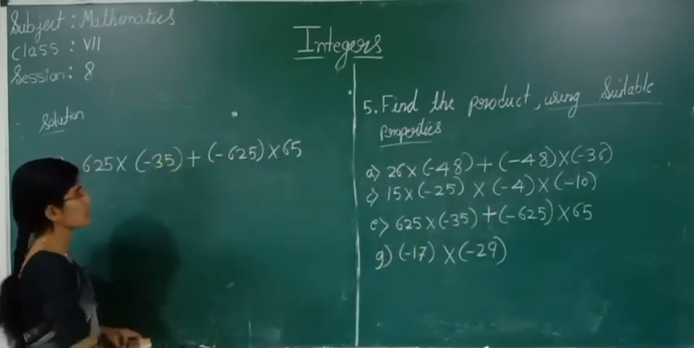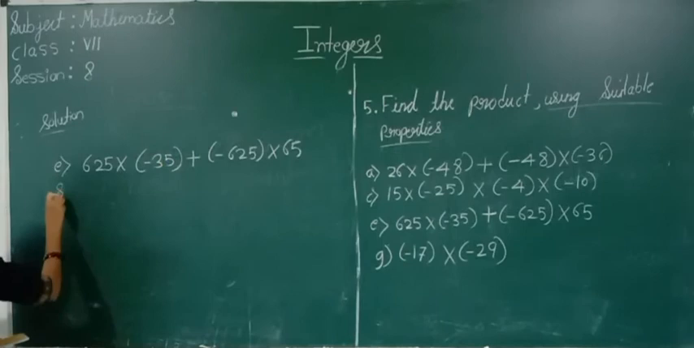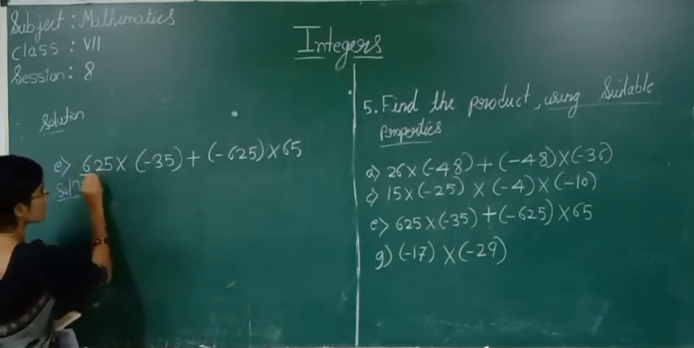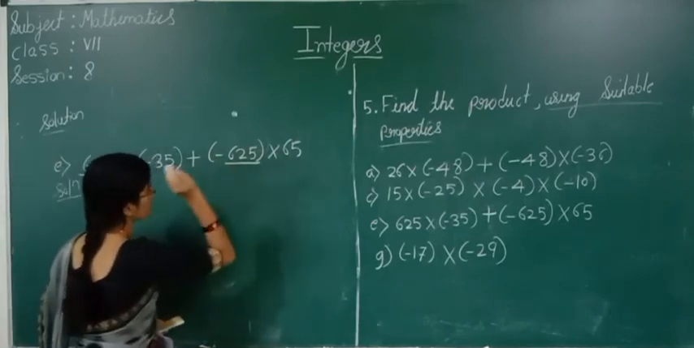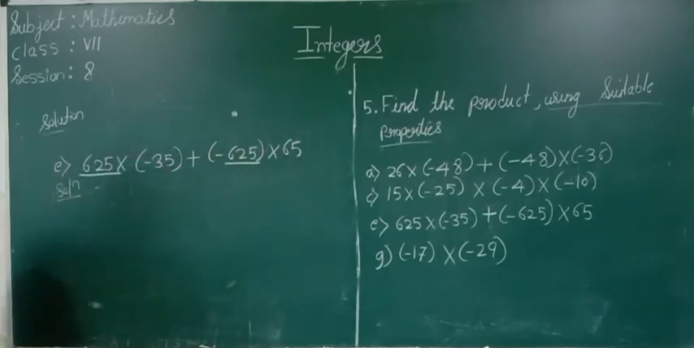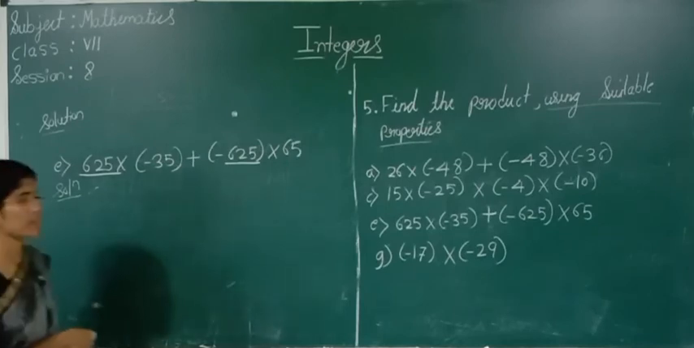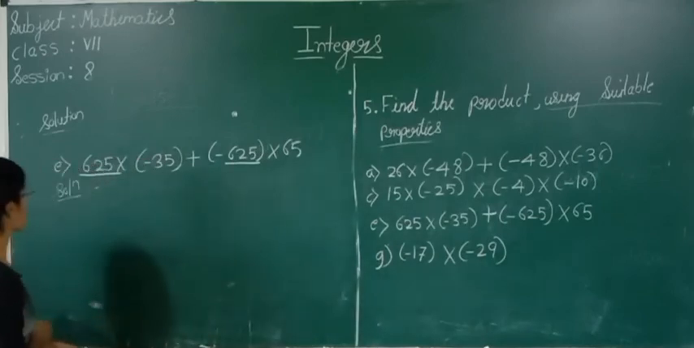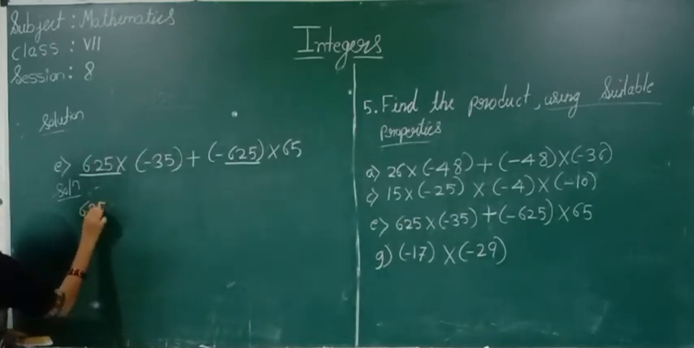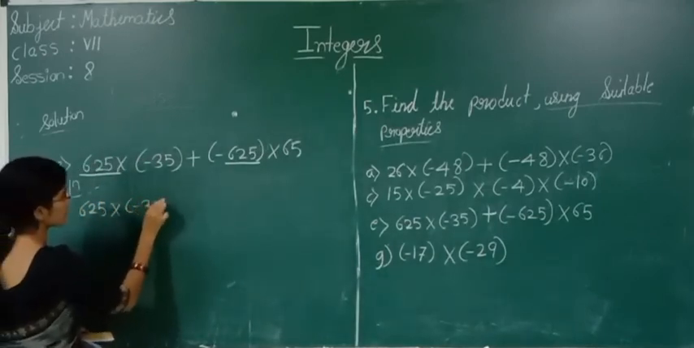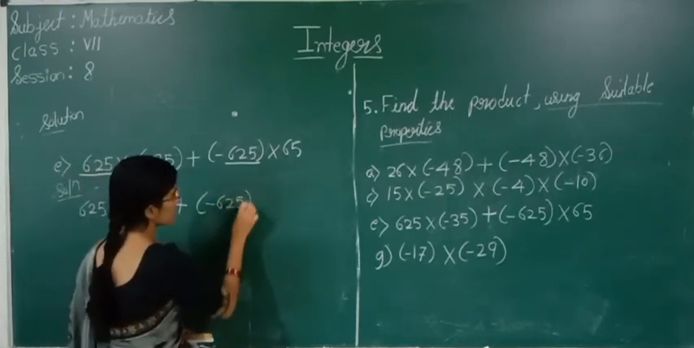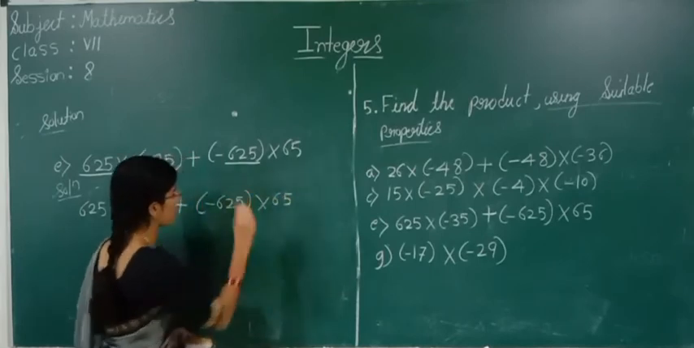Now see here student, by seeing this problem, what you are going to feel? Here 625 is there, here also 625 is there. Definitely by seeing this we can tell here, we can use here distributivity property. See here, 625 multiplied by minus 35 plus minus 625 into 65.